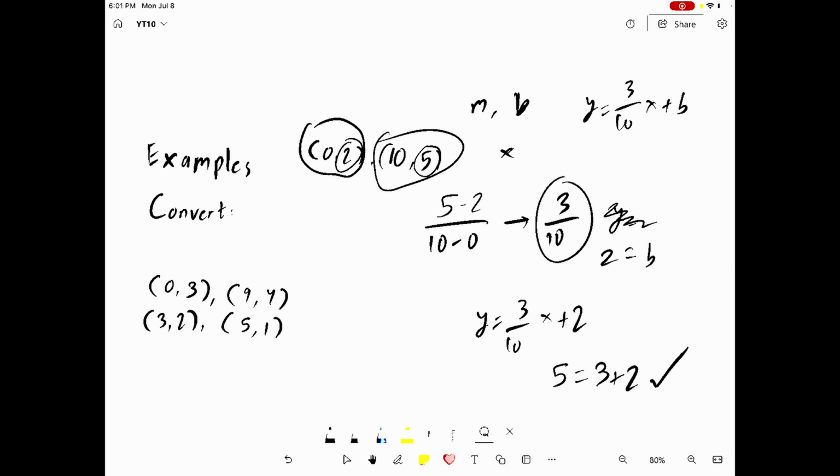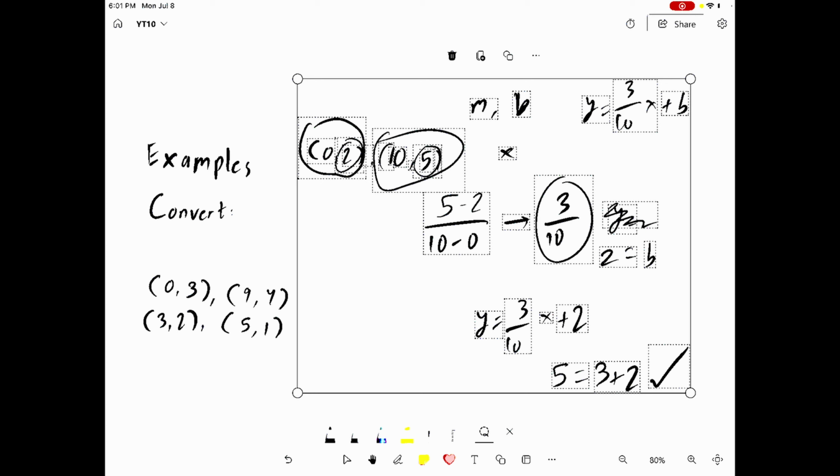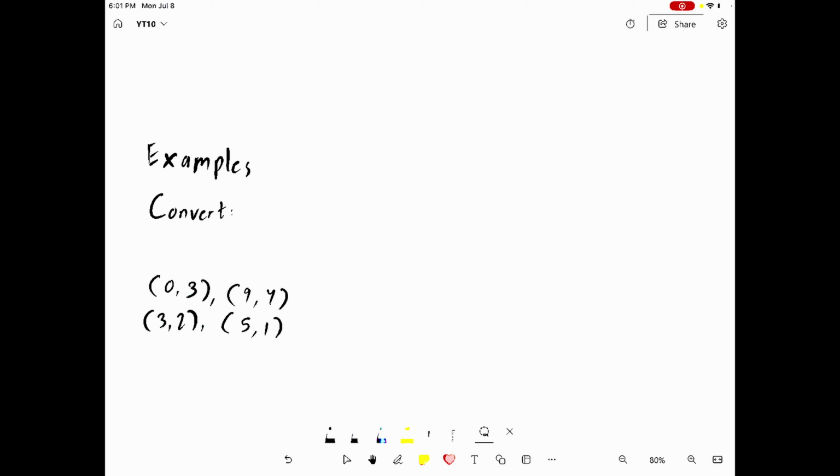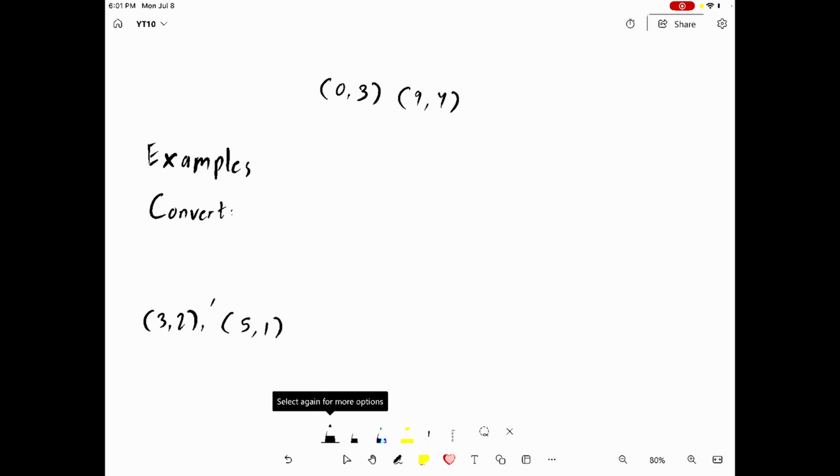So that's our first example. Our second example is also very similar. It's 0 comma 3 and 9 comma 4. The process for this is the exact same, except for the fact that the points are different. So let's find out m first.